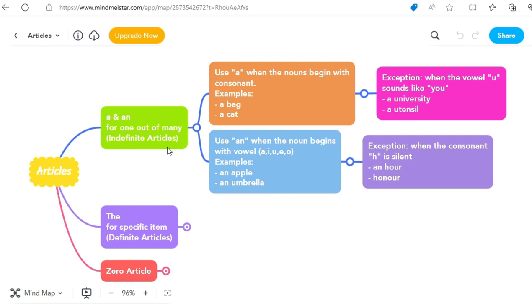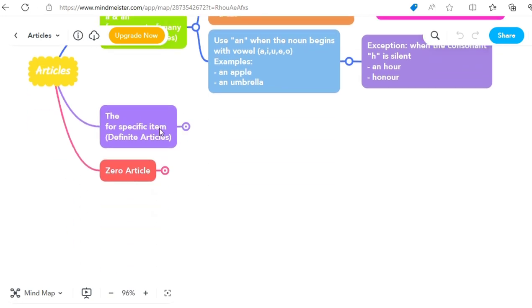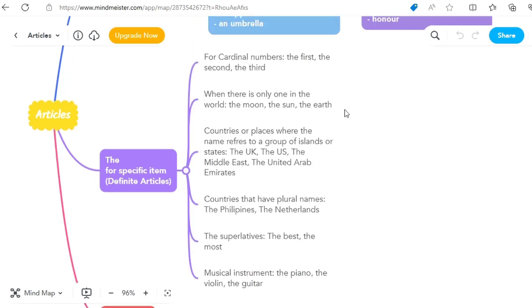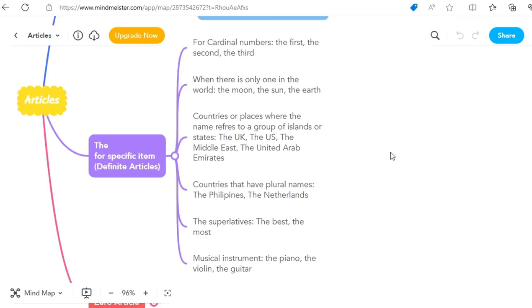Now let's move on to the next one, which is the definite article, the. We use the when we and our audience already know which object or thing we are talking about. We also use the when we mention ordinal numbers like the first, the second, the third, etc. Not only that, when we mention something that is only one in the world, like the moon, the sun, the earth, we also use the as the article.